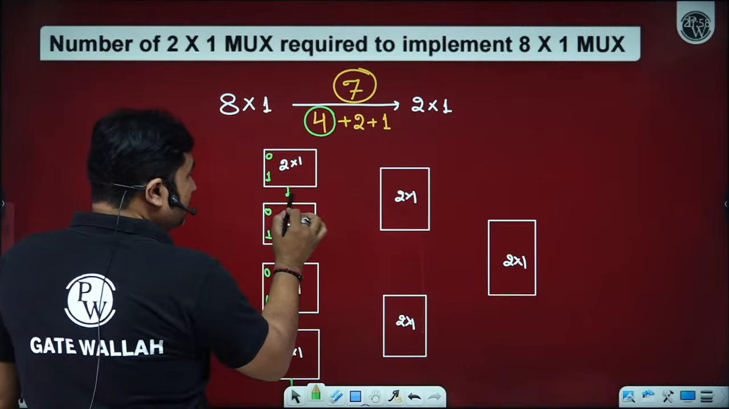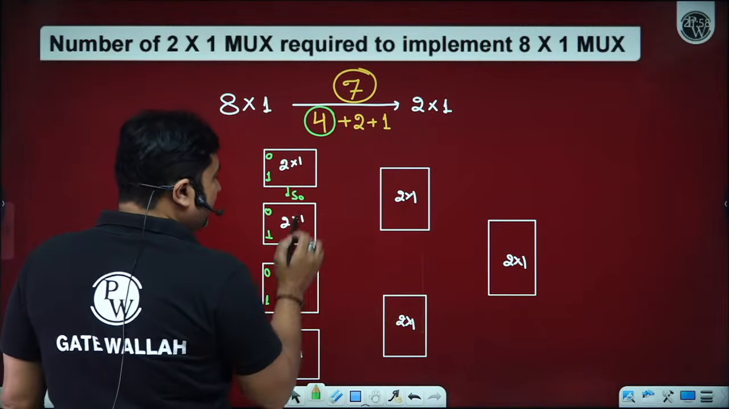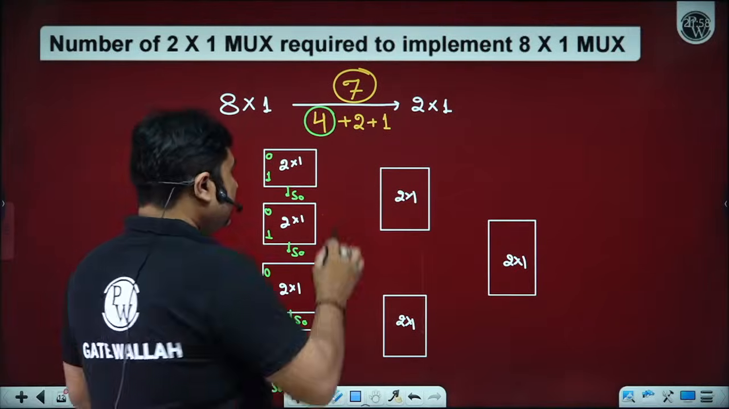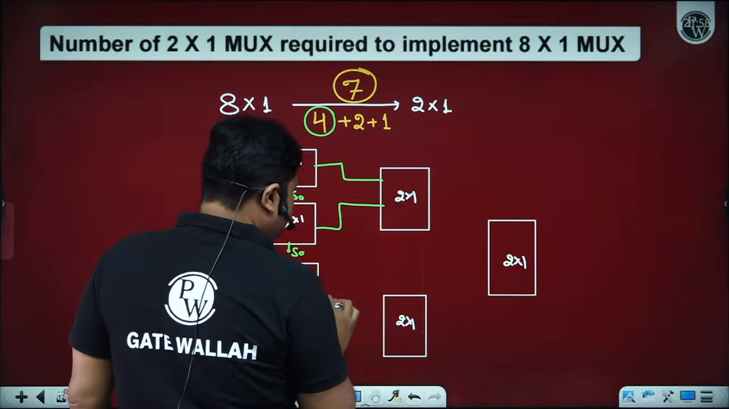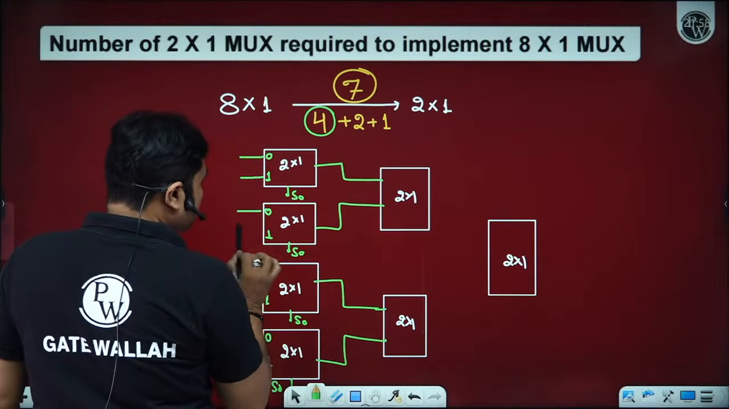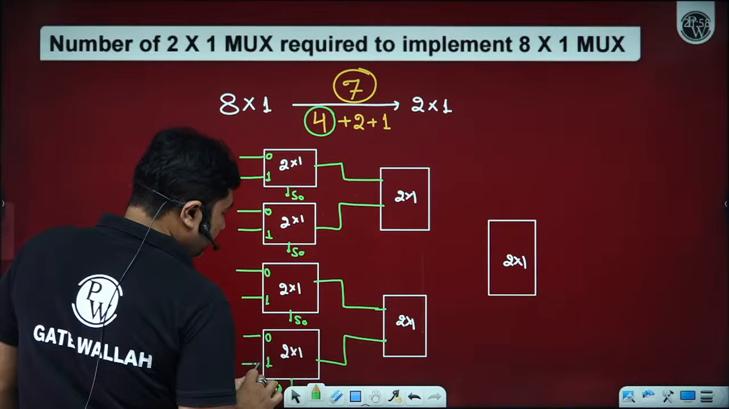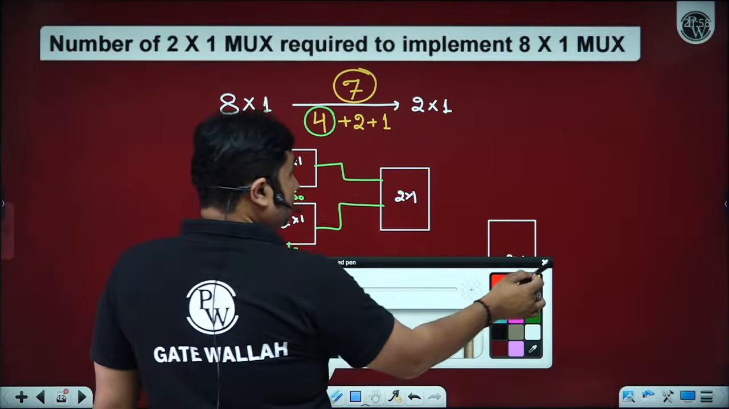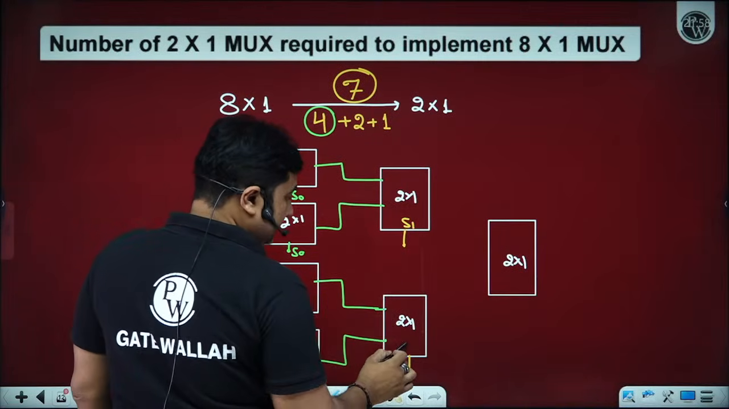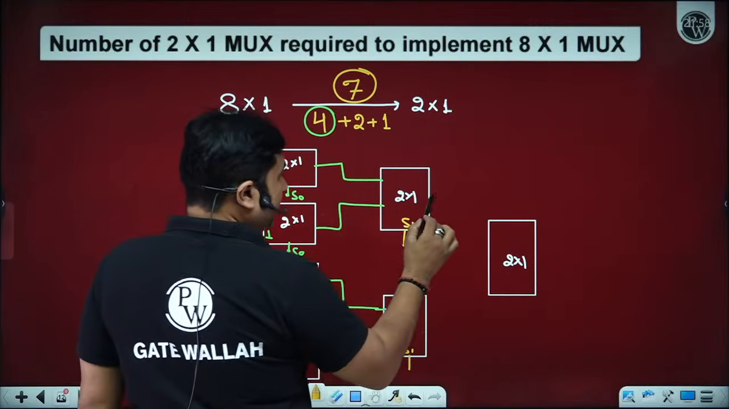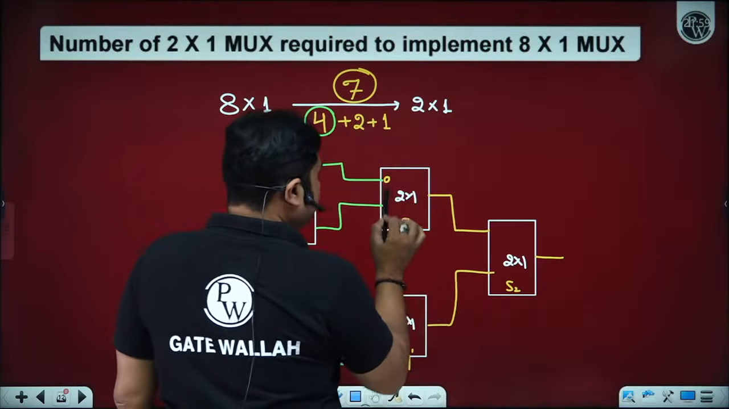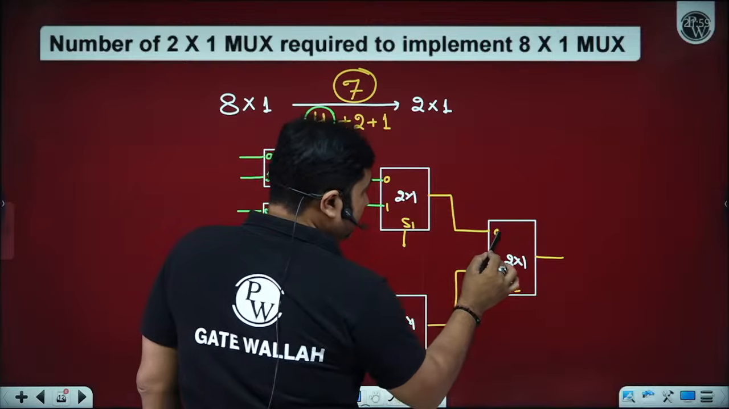select line. Because the division starts from here, this is your select line S0, which means the least significant bit. Then the outputs of these become inputs to the next 2 cross 1 size multiplexers. We have four 2 cross 1 multiplexers. Now the second stage is S1. In the same way, we have the S2 pin, and this is also I0, I1, I0, I1, I0, I1, with output Y.